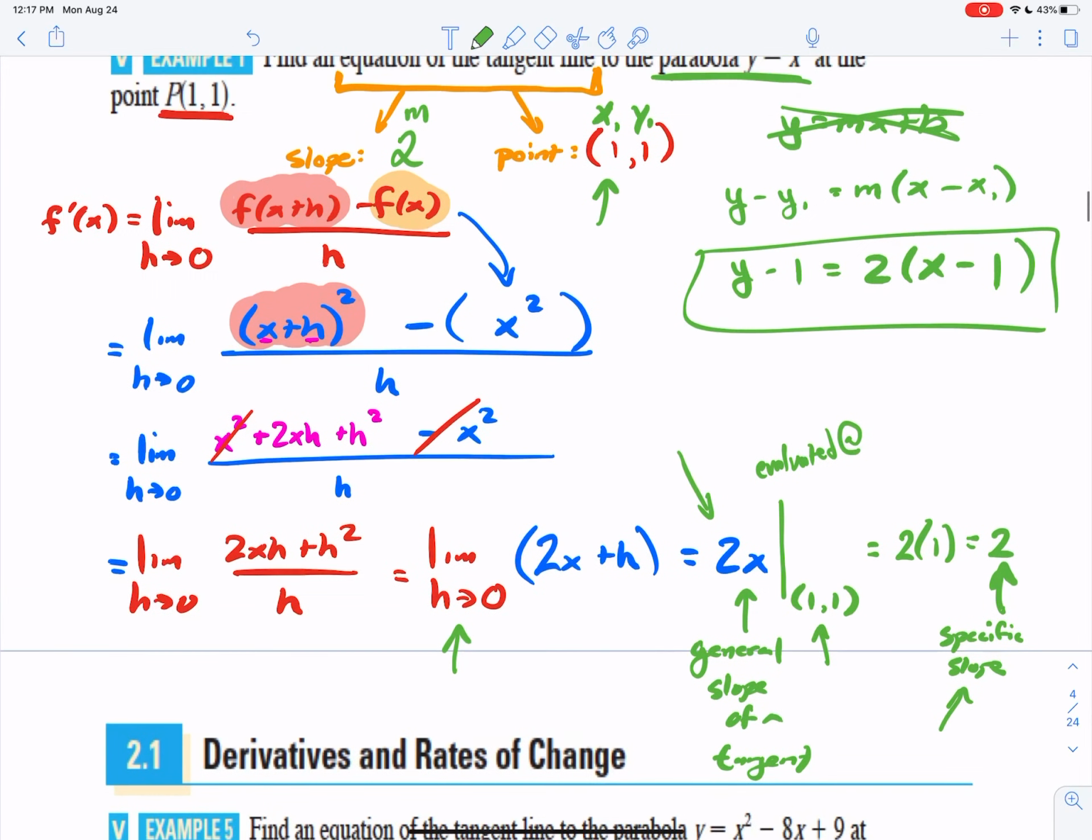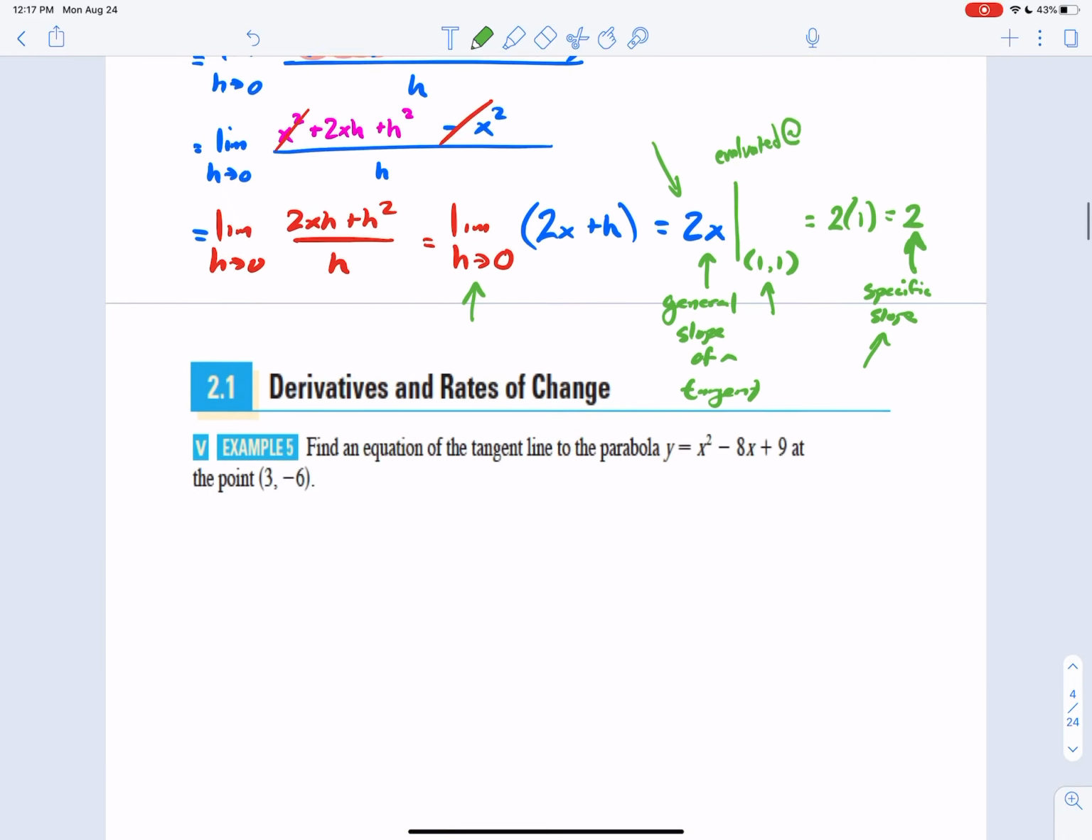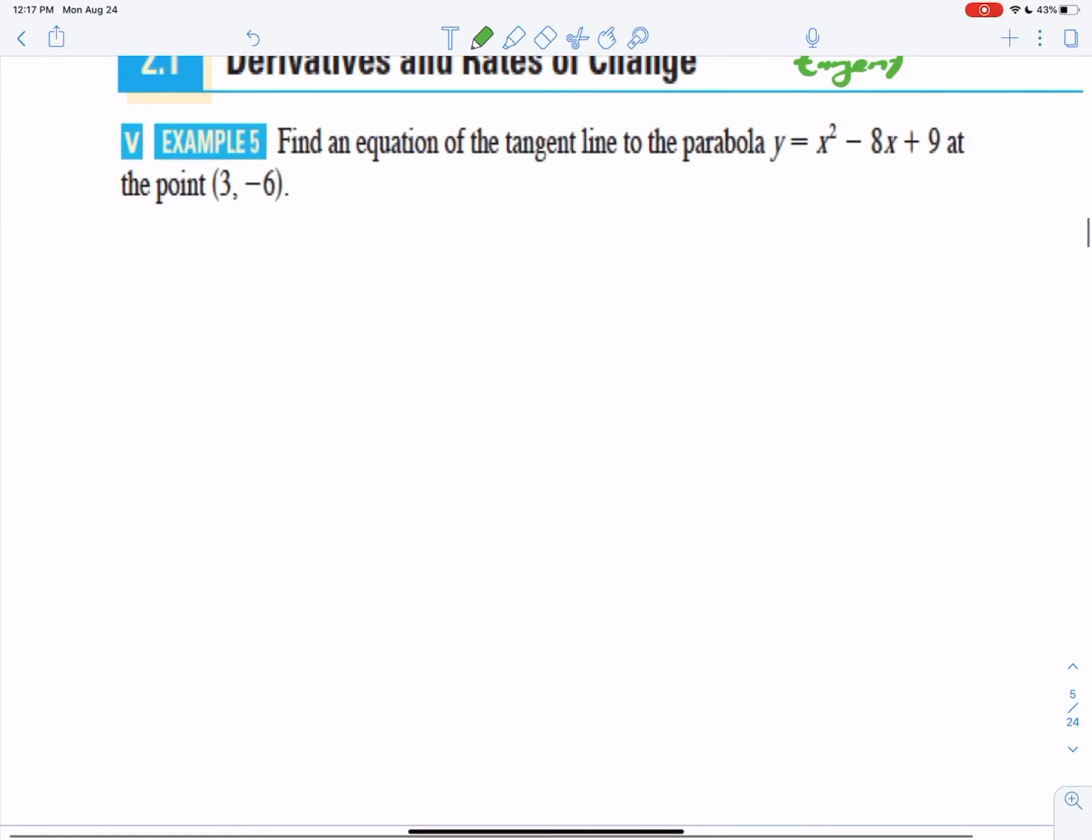So we found the equation of that tangent line. Now, why is that so important? We'll talk about that later on, but at least you have a visual now. Here's the next one. We can call this example 2. Pause there while you write it down, and then press play whenever you're ready.